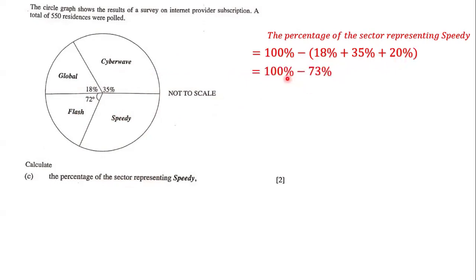So we have 100% minus 73%. And 100% minus 73% is 27%. And so that means that the percentage of the sector representing Speedy is 27%.